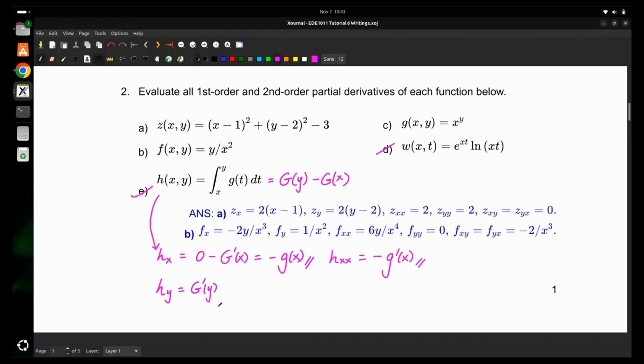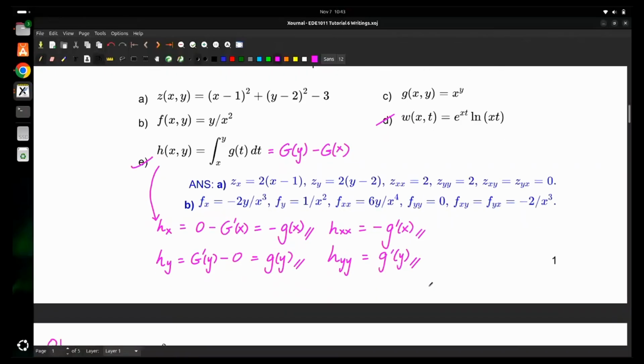Yeah, correct. So it must be g prime of y minus 0. So this will be g of y. Then h sub y must be g prime of y. So then what about your h sub xy? 0, because you differentiate minus g of x. So it's a function of x. The whole function of x differentiated with respect to y gets 0. Which is obviously also h sub yx, because you differentiate g of y with respect to x, you also get 0.